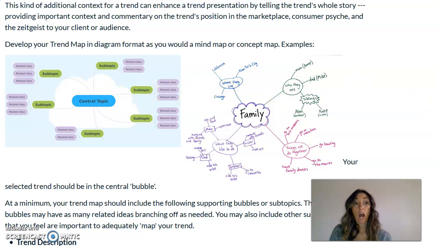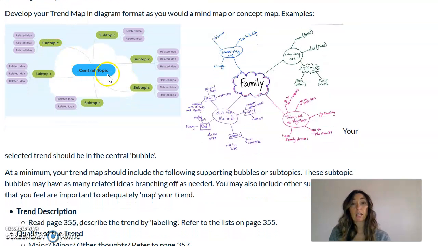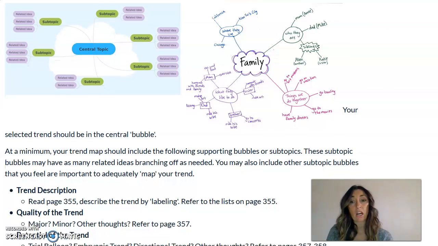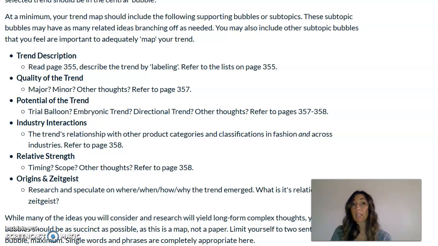They are not examples of this particular assignment, but examples of what a diagram in a mind map or a concept map might look like. So you can adopt this format for this assignment. You'll select a trend, and that trend will go in the central bubble that you see in the middle of these 2 diagram images. Then you'll go through a number of the elements of trend mapping discussed in the text and write about them as they pertain to the specific trend that you've chosen.